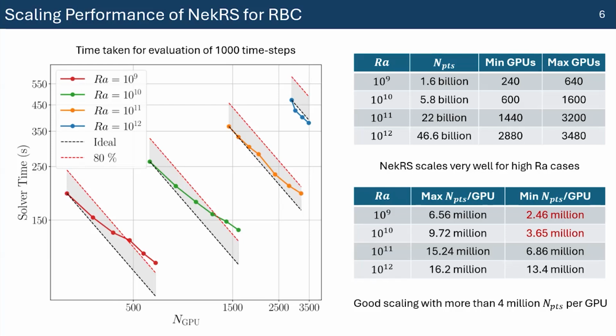And we can see that NECARIS scales very well as long as you have a certain minimum number of points per GPU. So for instance, if we look at 10 power 9 and 10 power 12, which are the red and green curves, after a certain point, the scaling is no longer ideal. And that is when the number of points per GPU falls below roughly 4 million points per GPU. As long as we have more than 4 million points per GPU, NECARIS scales exceptionally well. And we can see that very well in 10 power 11 and 10 power 12 especially.